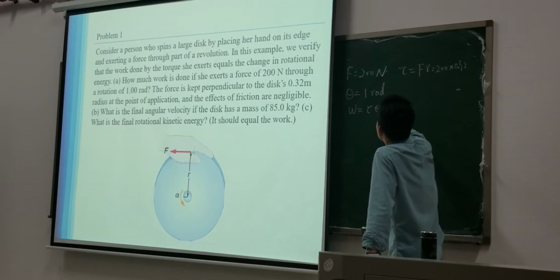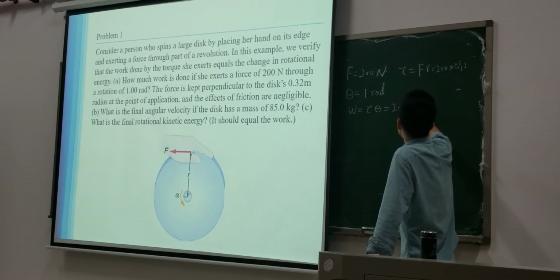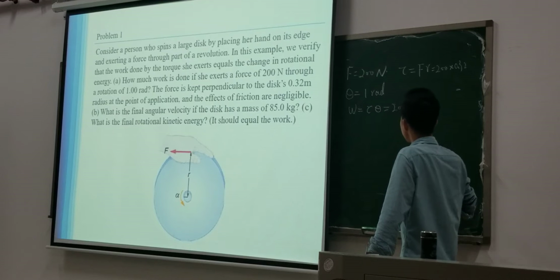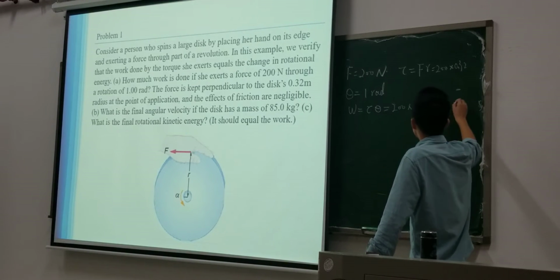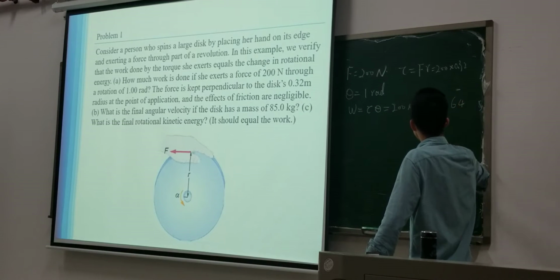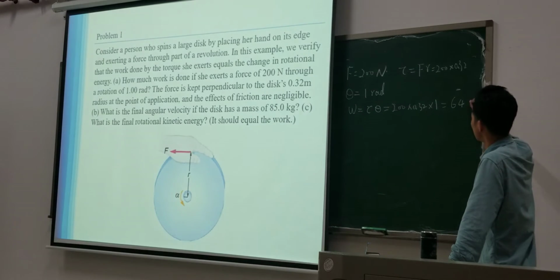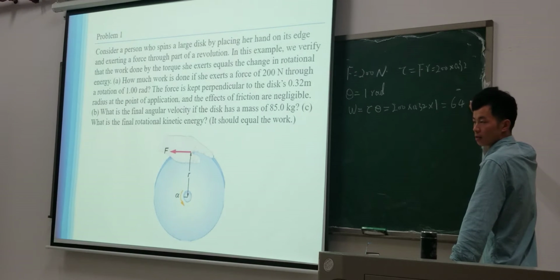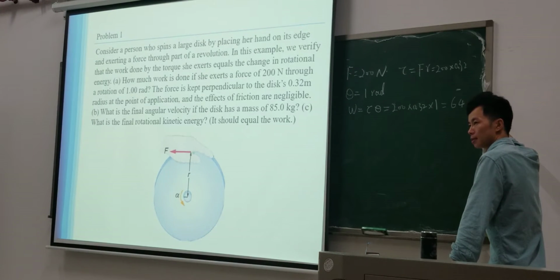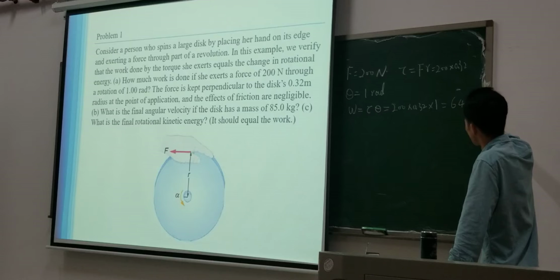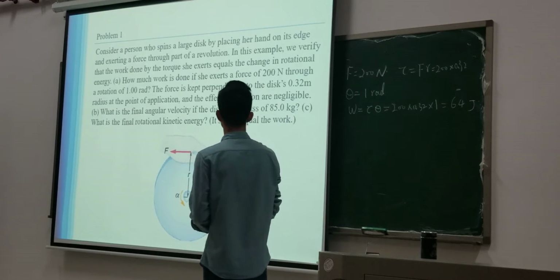So this is tau 200 multiplied by this, and the theta is 1 rod, so it is 64. What is the unit? The unit of work is joules. This is the first one.